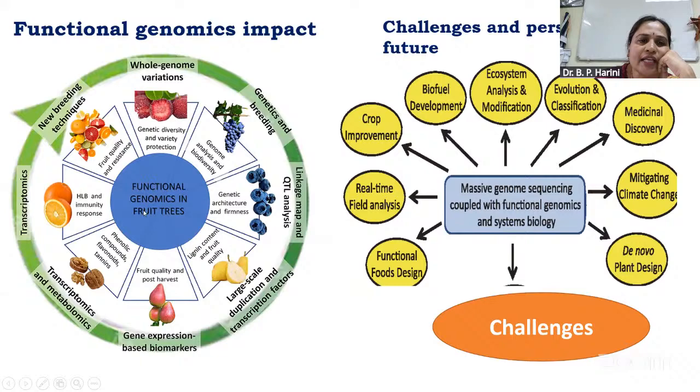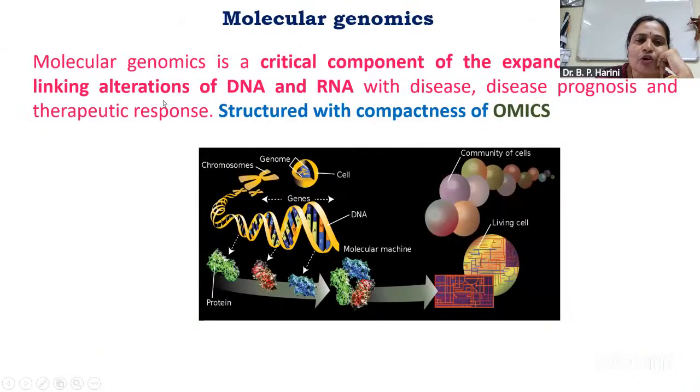So functional genomics has an impact, for example, in fruit trees, like whole genome variations, genetics and breeding, linkage map, duplication and transcription factors, gene expression based on biomarkers, transcriptomics and metabolomics, and all these are brought about through functional genomics. At the same time, there are a lot of challenges with reference to massive genome sequence coupled with functional genomics and systems biology, with reference to ecosystem analysis, modification, evolution and classification, medical discovery, biofuel development, crop improvement, and so on.